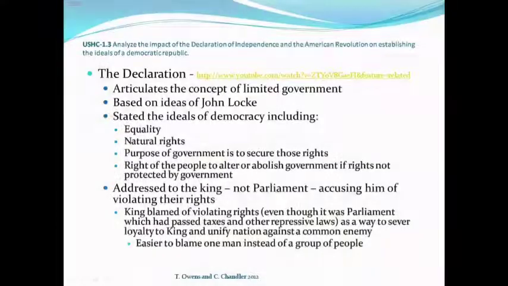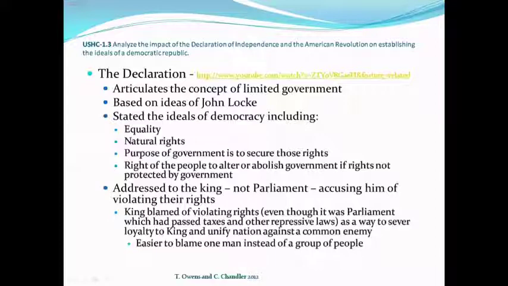So then the Declaration of Independence was written by Thomas Jefferson. What's really important to understand are the important points that came out of the Declaration. For one, he articulated the concept of limited government, in which the government's power is going to be very, very limited by the people.